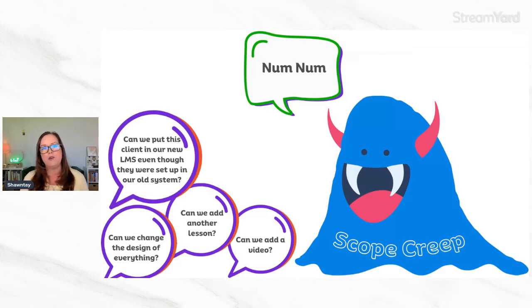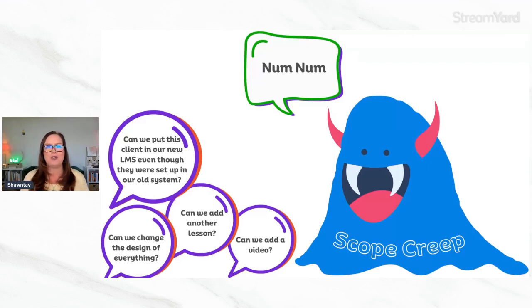Or it could show up in the form of, I know that we only budgeted for these 4 lessons, but hey, can we squeeze in one more lesson in there? Or maybe you get all the way through the project or near the end of the project and someone comes along and goes, you know what? We just finished our rebrand, and it would be really great if we could go and rebrand all of these slides in the playbook to match the new rebrand. So now we've got more work that wasn't planned.